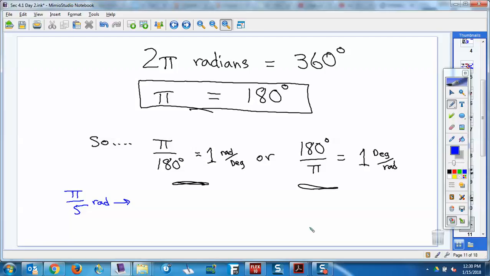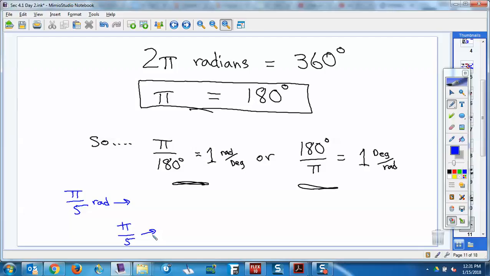All right, now with radians, you notice I wrote radians here. Normally we will not write radians. Notice I didn't write radians here, right? Well, when it says pi, we assume that's radians. Right here I wrote pi fifths rad. We normally would not do that. Okay, we would just write pi fifths, right? And that's just assumed to be radians.